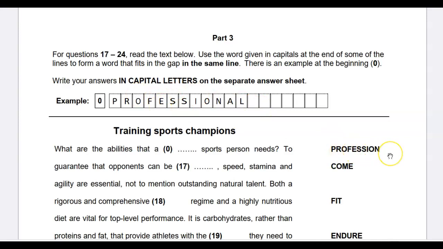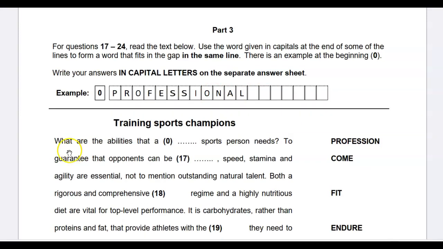Here we have the word profession. Let's take a look at this example. What are the abilities that a professional has?